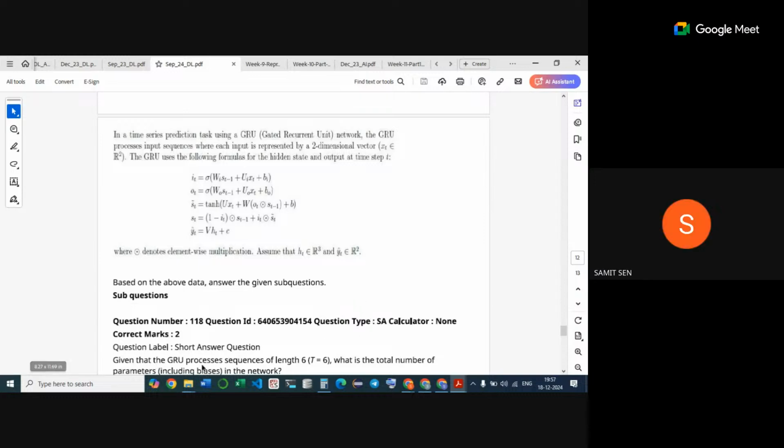Given that the GRU processes a sequence, what is the sequence length, and what is the number of parameters? It doesn't matter how long the sequence is. It processes t equal to 0, 1, 2, 3, 4, 5, whatever, then it will stop and the parameters will not change, right? Correct. So based on this, you can figure it out.